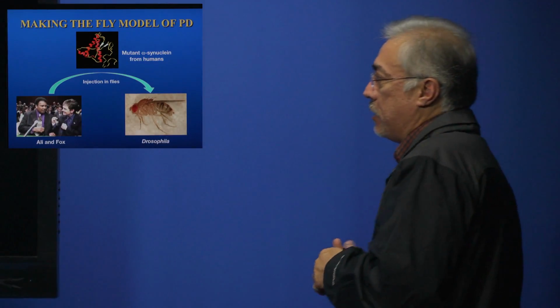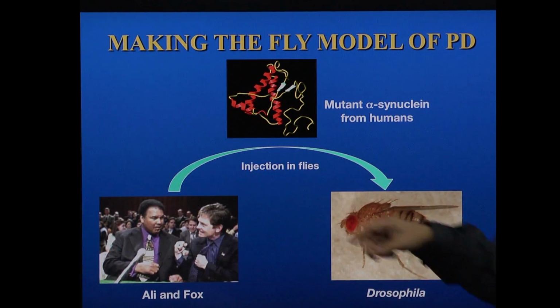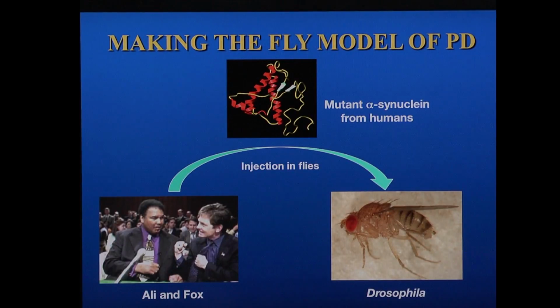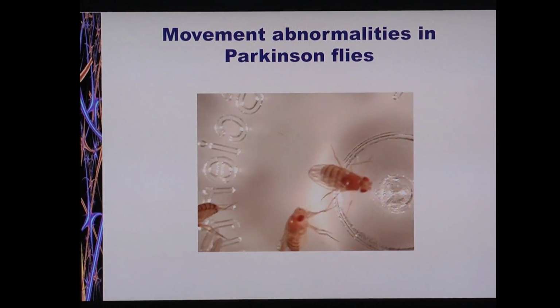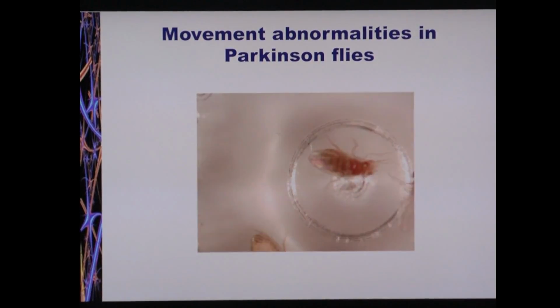So using the same rationale as for the Alzheimer's, let's say, okay, this is the alpha-synuclein, which again, there is no alpha-synuclein in flies, which was good. So we can basically bring the mutant alpha-synuclein from humans, put it into the fly to see what happened, and this is what we get. Okay, so you have locomotion problems.